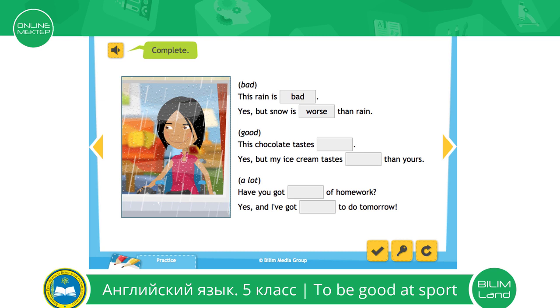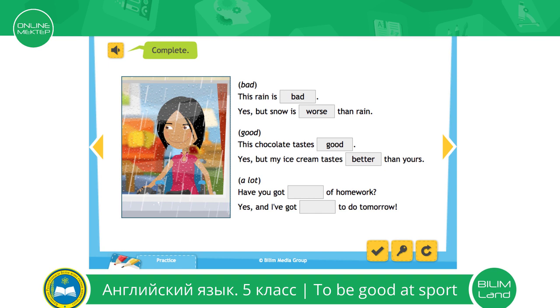Let's see what we have. This rain is bad. Yes, but snow is worse than rain. Very good. Next sentence. We need to use the word good and its comparative degree. This chocolate tastes good. Yes, but my ice cream tastes better than yours. Let's see what we have. This chocolate tastes good. Yes, but my ice cream tastes better than yours.